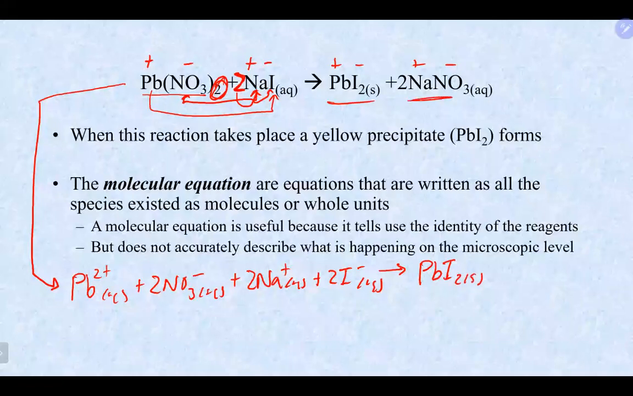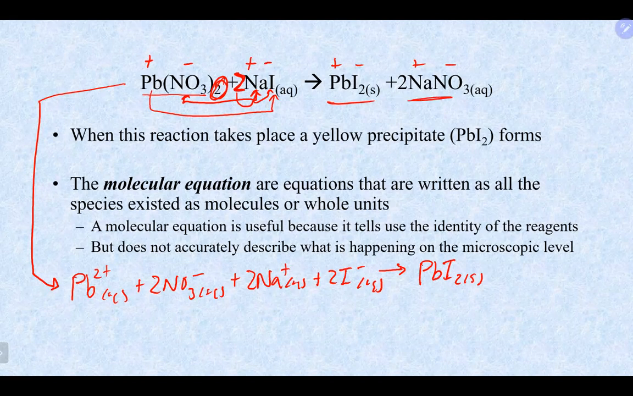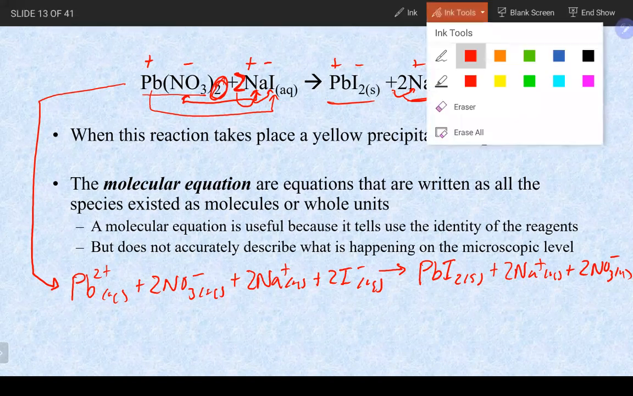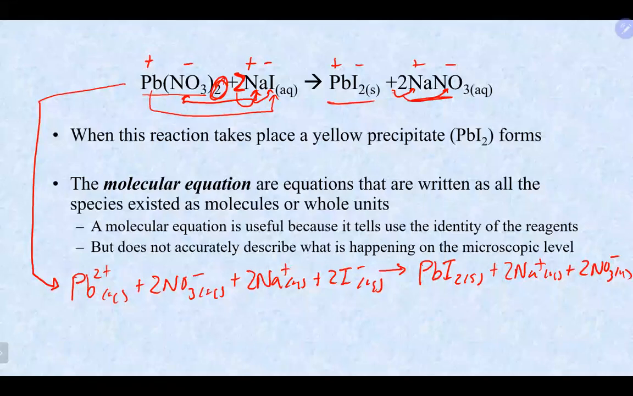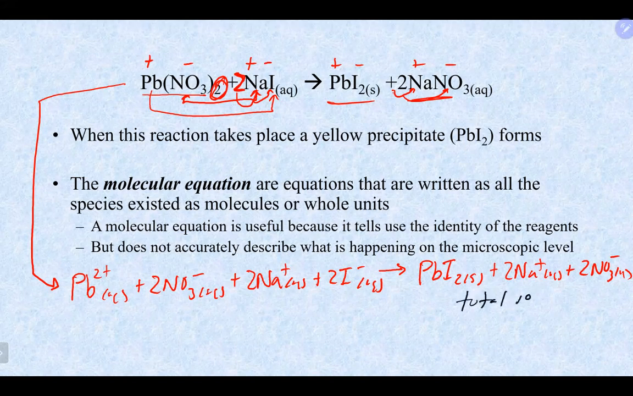But this guy here will also be a strong electrolyte, which means in solution, you have a couple of sodium ions floating around and a couple of nitrate ions floating around. And once again, that is the 2 being distributed to both of those guys behind it. Now, this equation that I just wrote basically describes what is going on in this particular reaction. This type of equation is what is referred to as the total ionic equation, or sometimes it's just referred to as the complete ionic equation.